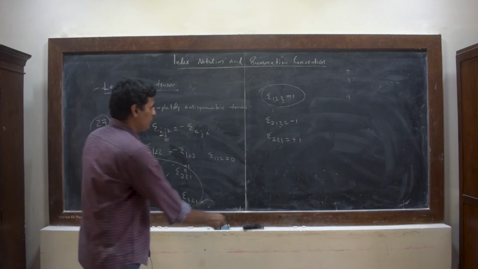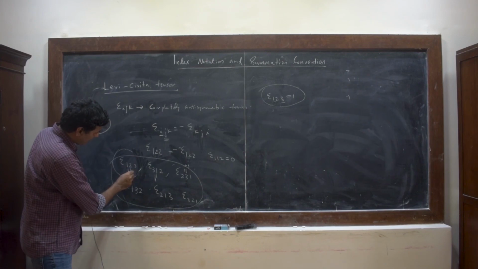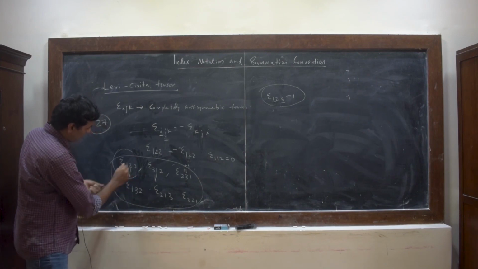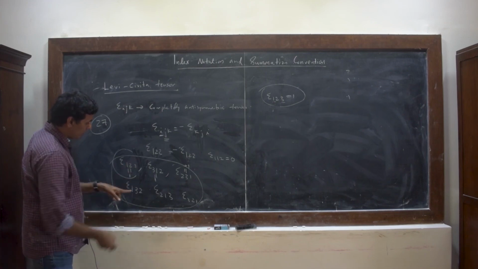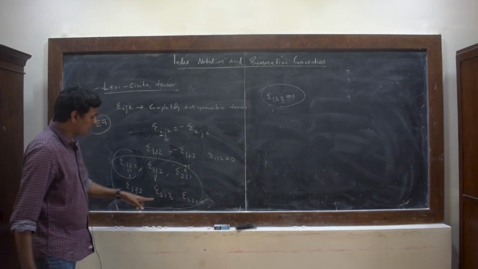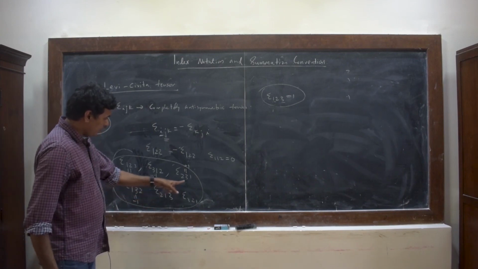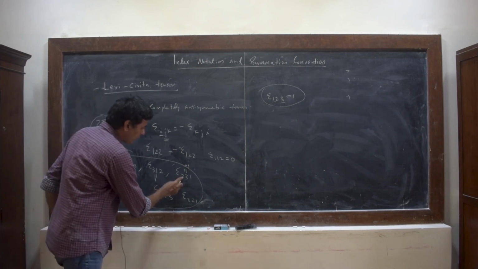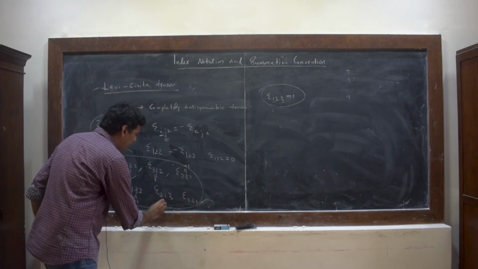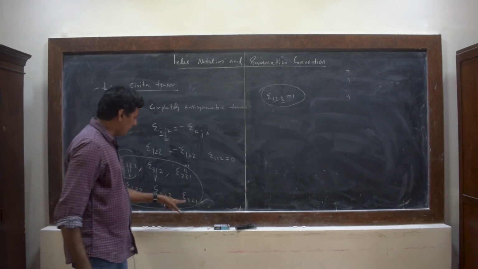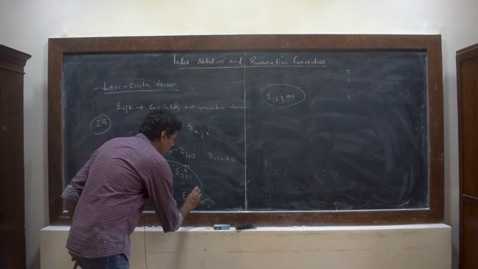And now I will go for epsilon 132. If I exchange these two elements, 2 and 3, then you will get a negative, you will get 132, so this will be equal to minus 1. And epsilon 213: if I exchange 1 and 3, you will have a minus sign. So this is also minus 1. So here you have epsilon 312 is plus 1, and 321 is minus 1.